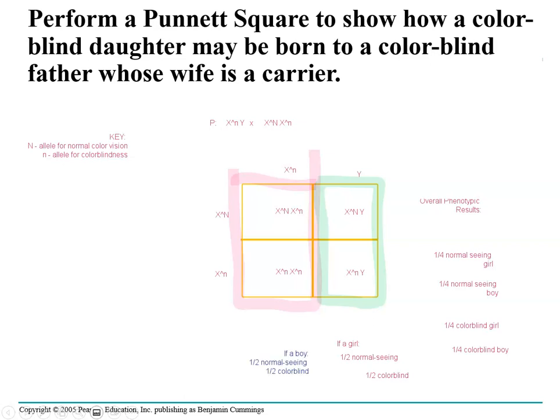So back to the original question, the prompt: the instructions were to perform a Punnett square to show how a colorblind daughter may be born to a colorblind father whose wife is a carrier. So were we successful in doing that? Did we show how there could be a colorblind daughter? Yes, we did. In fact, there's a 25% chance that their child will be a colorblind girl.